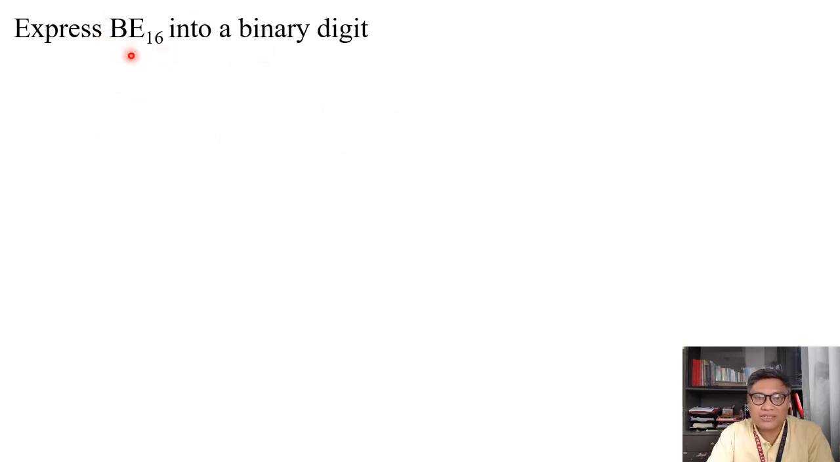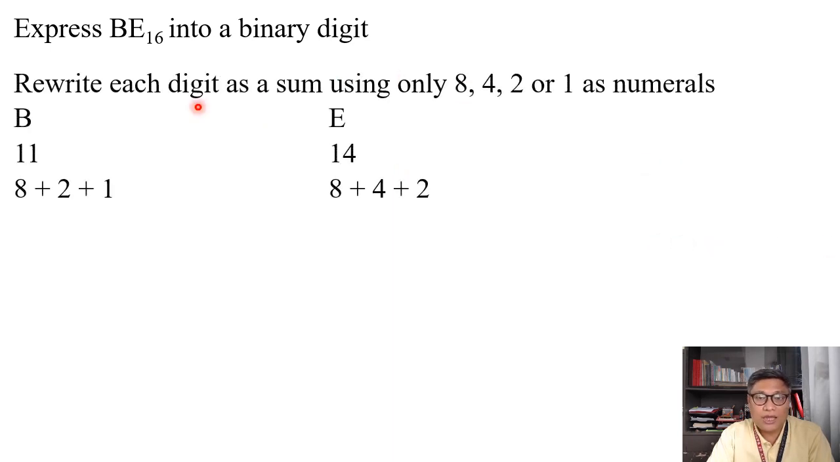So remember, class, that in a hexadecimal, we have the first 6 letters from A to F as part of the digits. Now because BE are letters and B has an equivalent value of 11 while E has an equivalent value of 14, we have to rewrite them into numbers. So we rewrite the digit as a sum using only 8421.